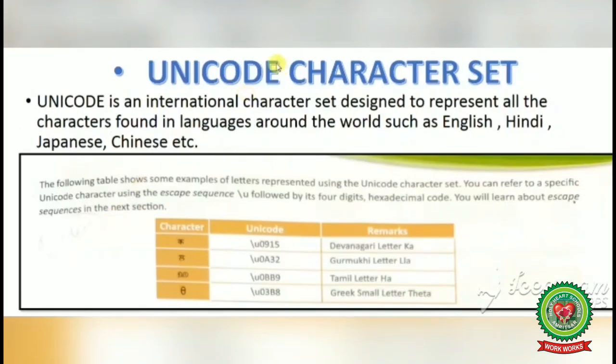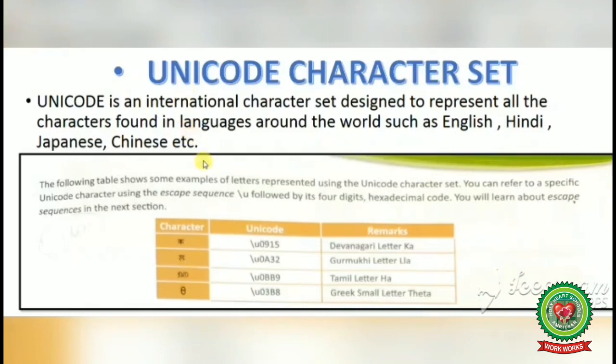Next we will do the Unicode character set. Unicode is an international character set designed to represent all the characters found in the languages around the world, such as English, Hindi, Japanese, Chinese, etc. Whatever languages are used around the world, the Unicode character set covers all the characters, means all the programs that are made in Java cover all the languages that are used in the world.